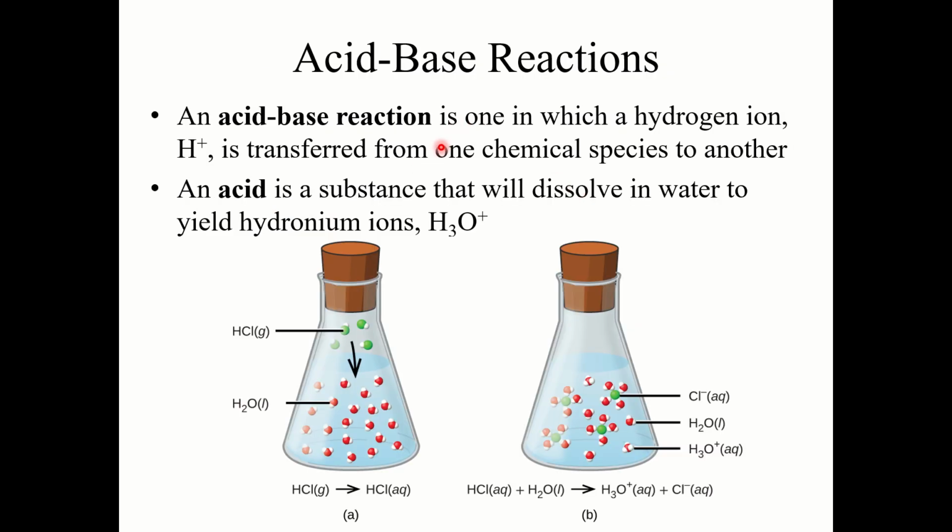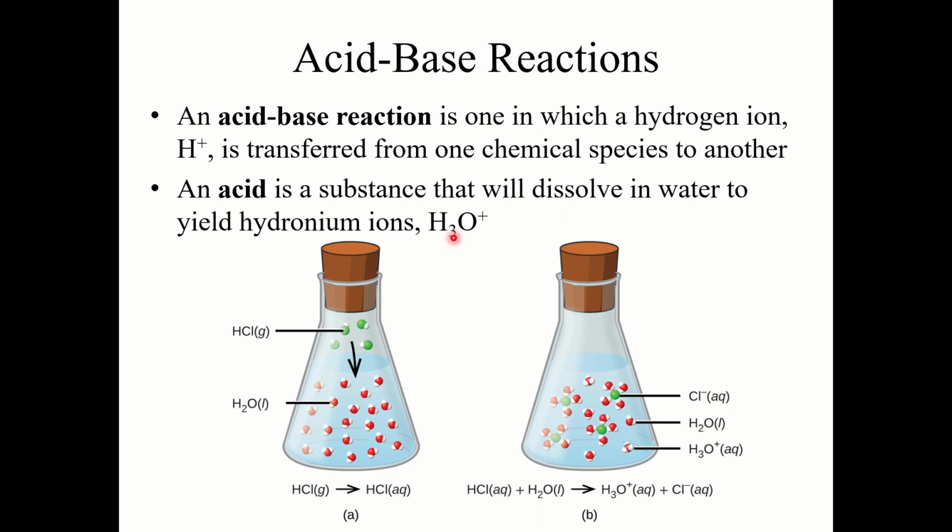Alright, next let's look at acid-base reactions. Now, an acid-base reaction is one in which a hydrogen ion, H+, is transferred from one chemical species to another. Now, you'll learn a bit more about acids and bases in Gen Chem 2, so we're just going to go over the basics, the overview here.